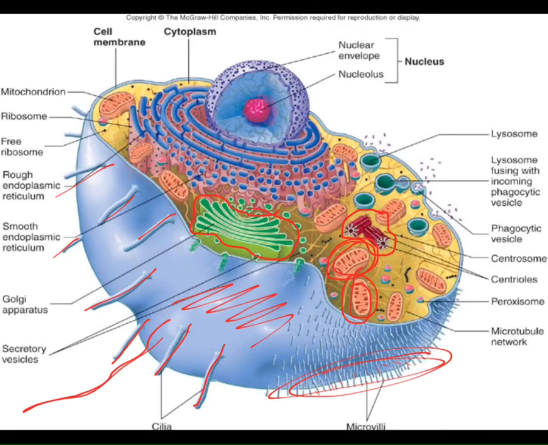Now they're going to be very, very important in a process you've learned about, mitosis. So those centrioles are going to be important, and they're going to spit out the microtubules from which the cells are going to pull the chromosomes apart and divide.